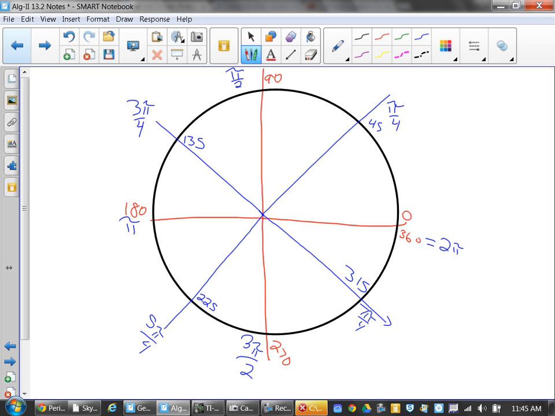So, what's 30 degrees in radians? 6 pi? No. If it were 6 pi, we'd have just gone around the circle three times. It's pi over 6. You tried.